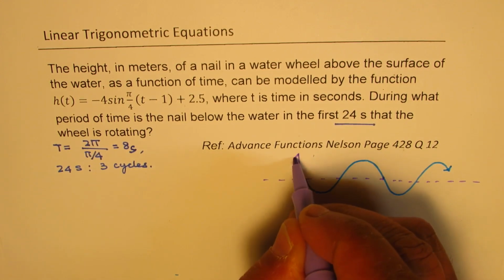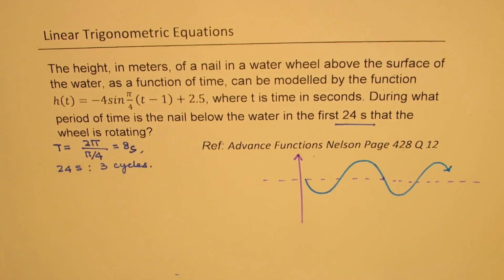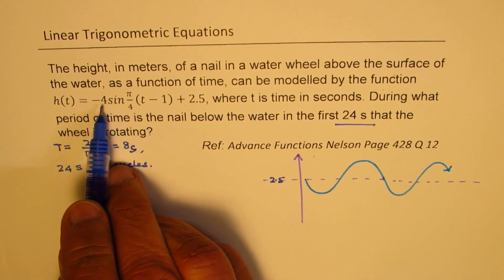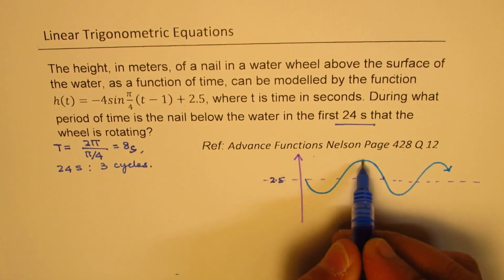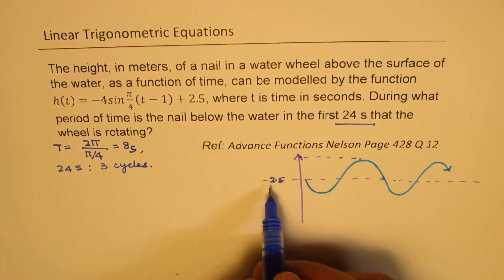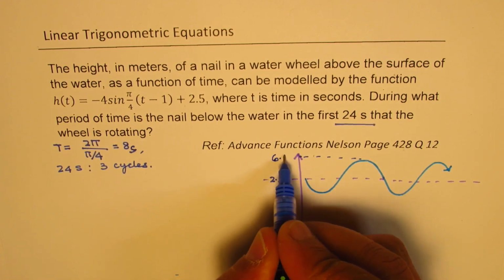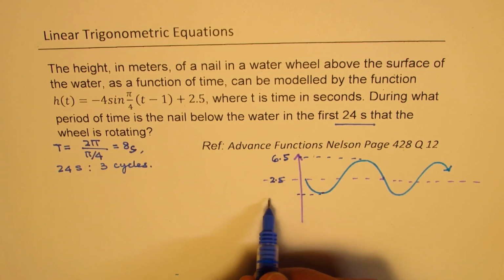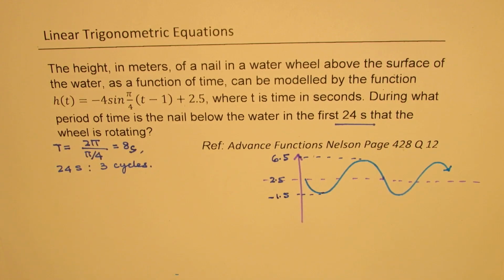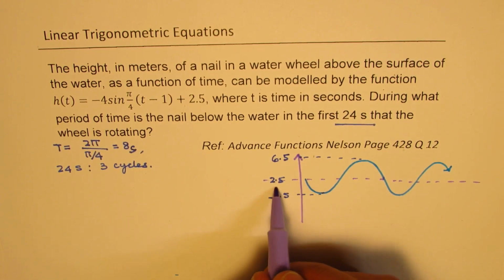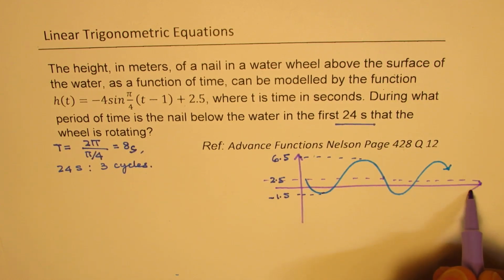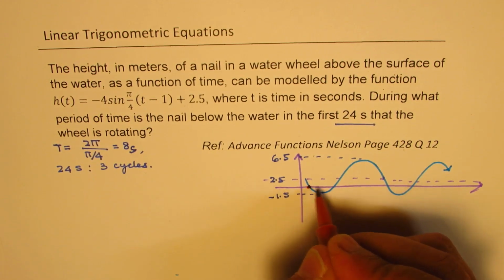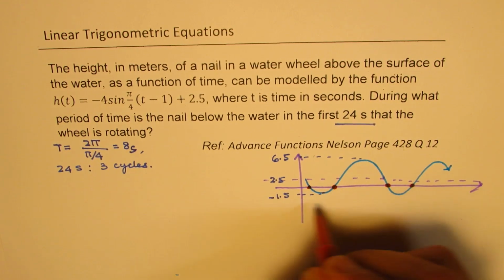Let us say our y-axis is somewhere here. Now, the center line here is at 2.5. The amplitude is 4. So when you add 2.5 and 4, the maximum will be 6.5. And below, it will go down to 2.5 minus 4, which is -1.5. Let us say somewhere here is my x-axis. When we say below the water, that means we are looking for these points. We want to find these points.